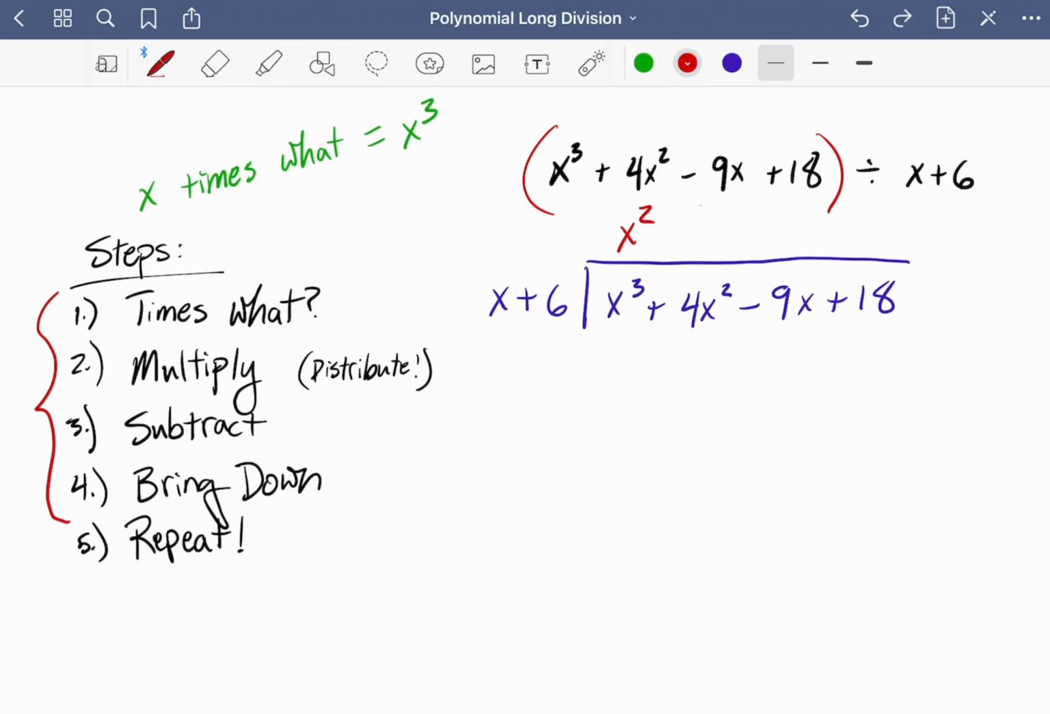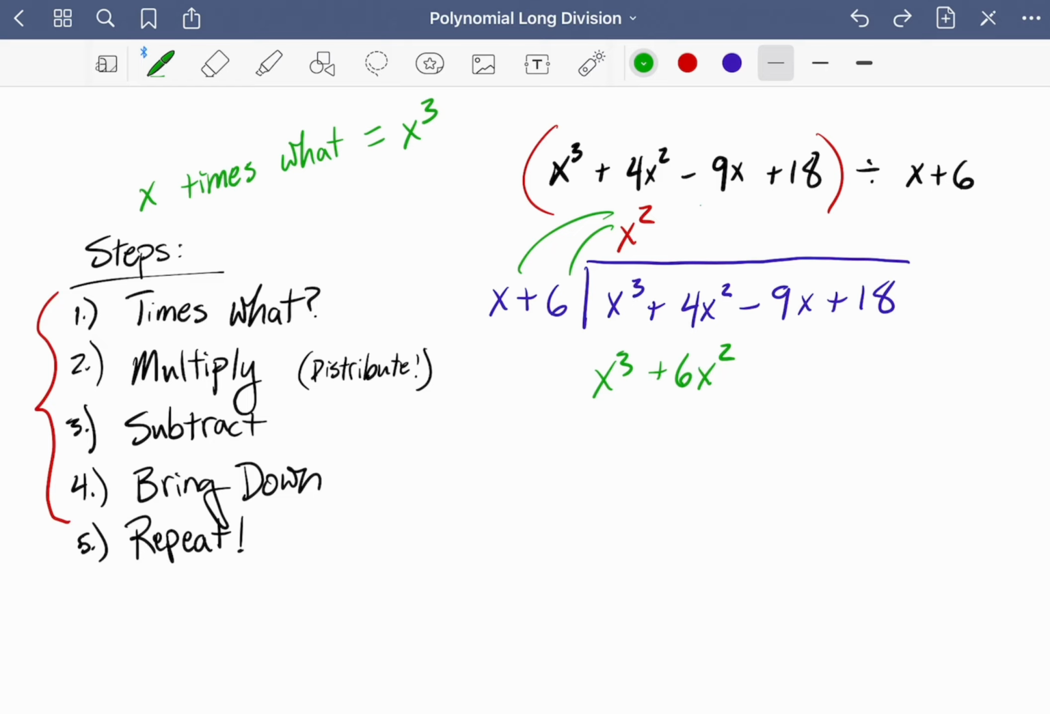Okay, so now we're on to step 2, which is to multiply. We're going to take that same x squared and multiply it by this x plus 6. Keep in mind, you have to distribute. So we have x squared times x, and x squared times 6. x squared times x gives us x to the third, and x squared times 6 gives us 6x squared. We write those down below. Notice we're lining up our x cubes and our x squareds.